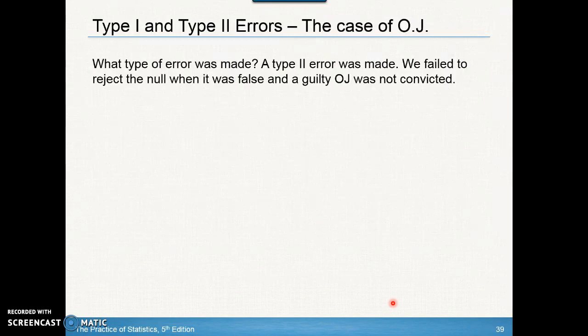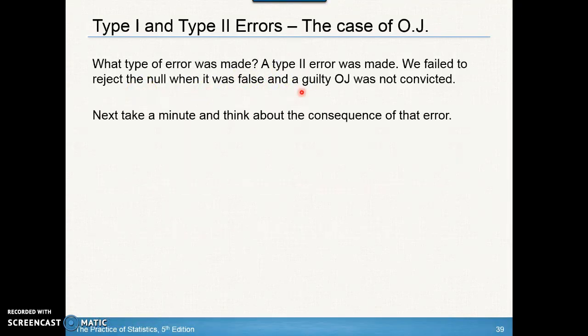Okay. Let's continue taking a look at the case of O.J. So what type of error was made in this case? In this case, a type 2 error was made. We failed to reject the null, so we said he is innocent, when in fact he probably was actually guilty. So that was a type 2 error. Now, what are some consequences of that error?